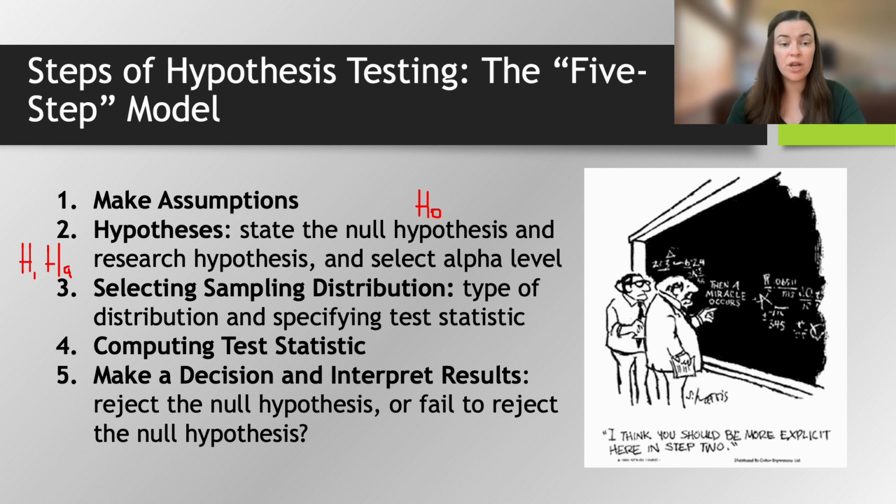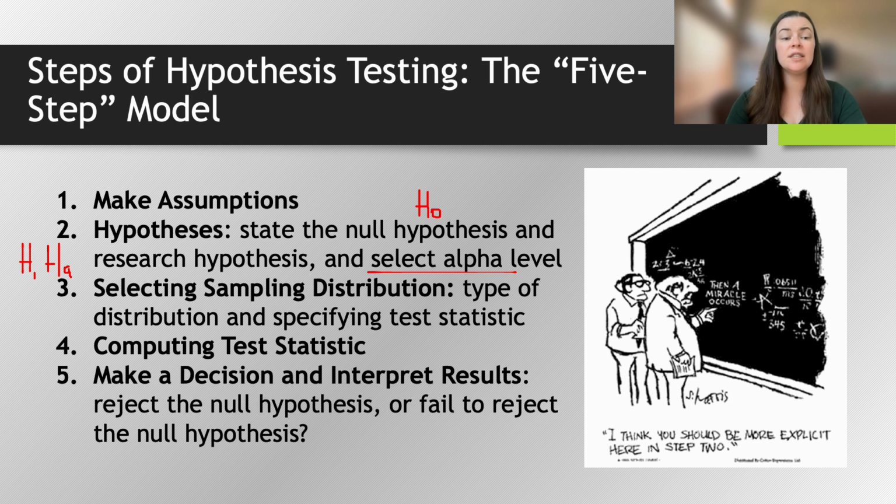The second component here is to select our alpha level. What we're doing here is taking a look at the context of the problem because I will always tell you what alpha level I want you to use. However, what your job is here is to find the corresponding statistical information that's going to be necessary for our test statistic using that alpha level. And I think that one will make a little bit more sense in the context of an example as well. So hang on to that for right now.